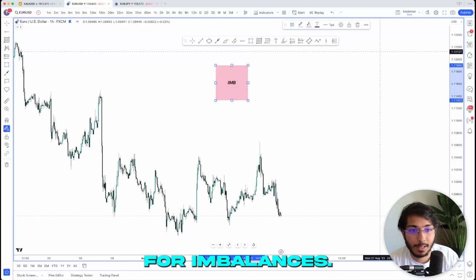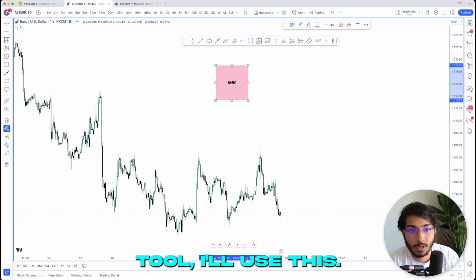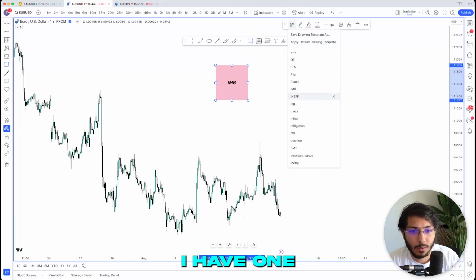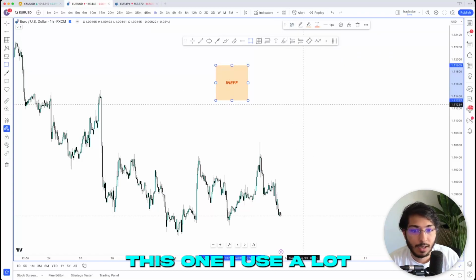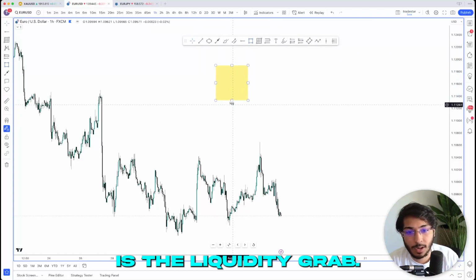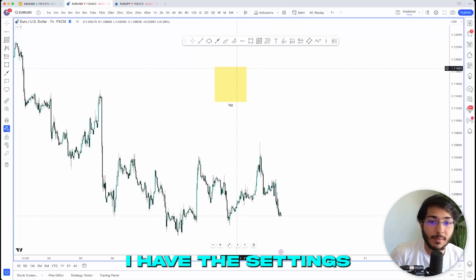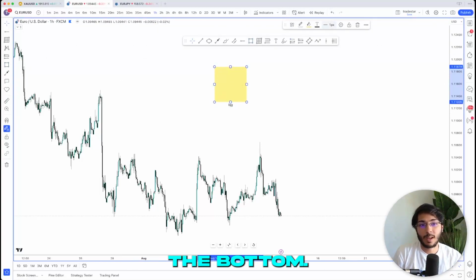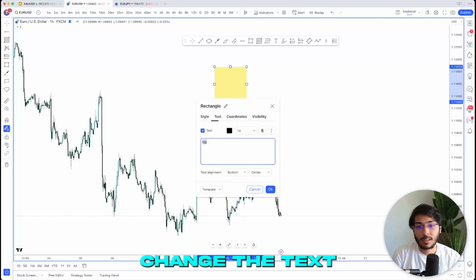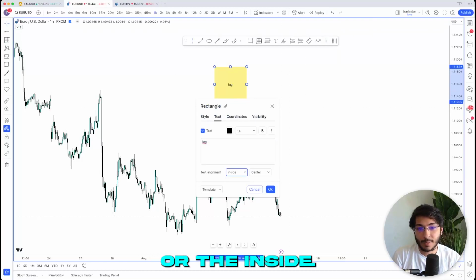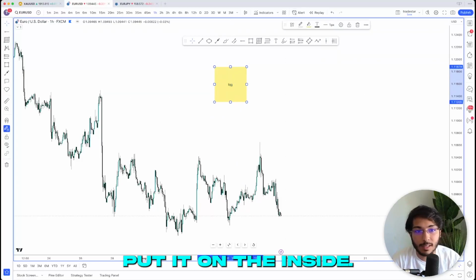I have one for imbalances. If I don't want to use the channel tool, I'll use this. I have one for inefficiencies. That's the same thing as an imbalance. It doesn't necessarily matter. This one I use a lot is the liquidity grab. I love this one. I have the settings on this. I have it at the bottom. You can obviously change the text to be at the bottom or the top or the inside. For this, I'm just going to put it on the inside.